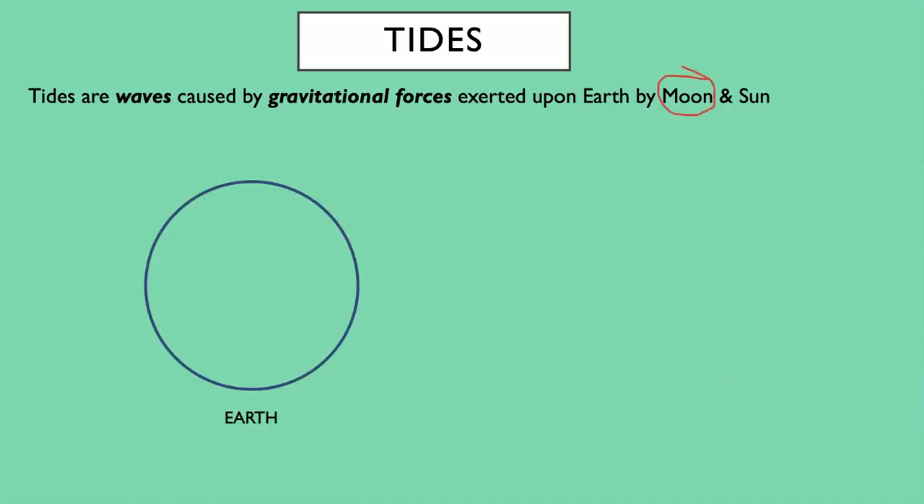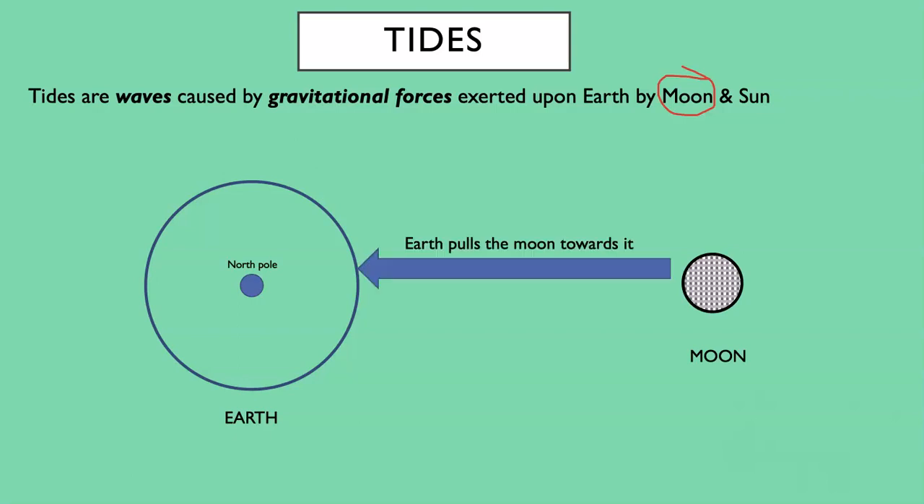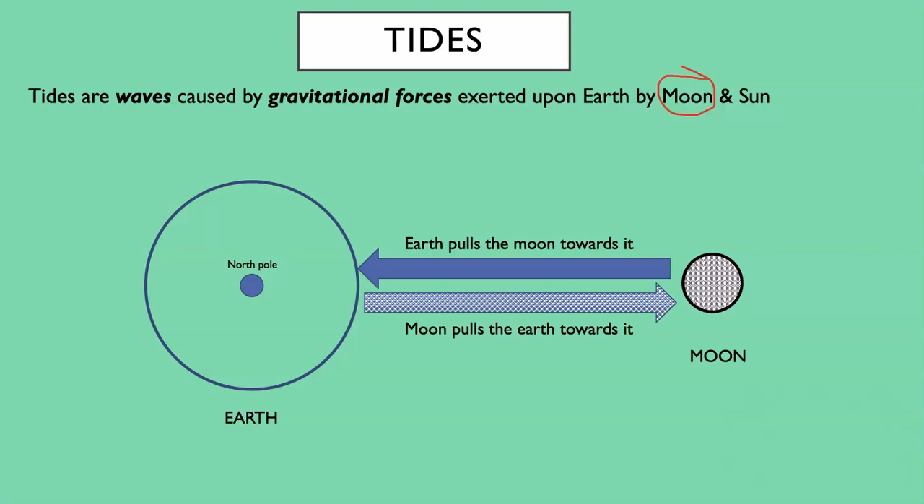So here's a little cartoon of the Earth looking down on the North Pole. And then we have the moon. So the Earth pulls the moon towards it gravitationally, and the moon pulls the Earth towards it gravitationally, and they're in balance.